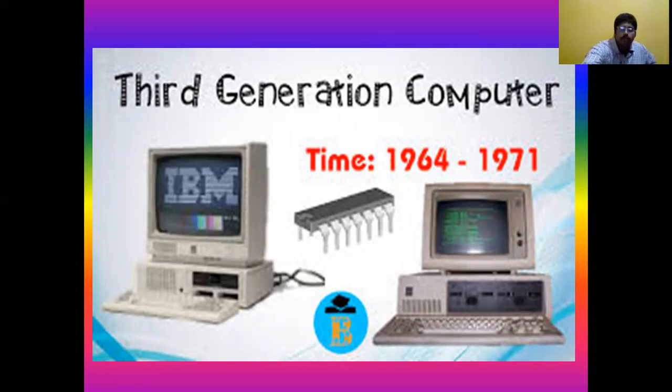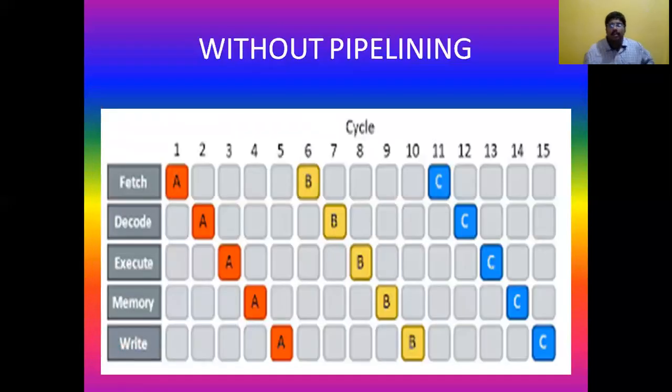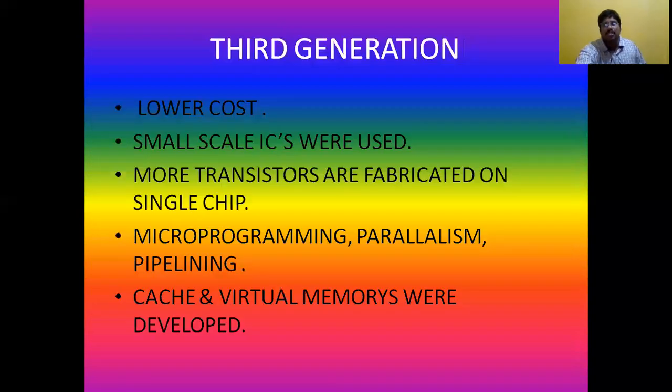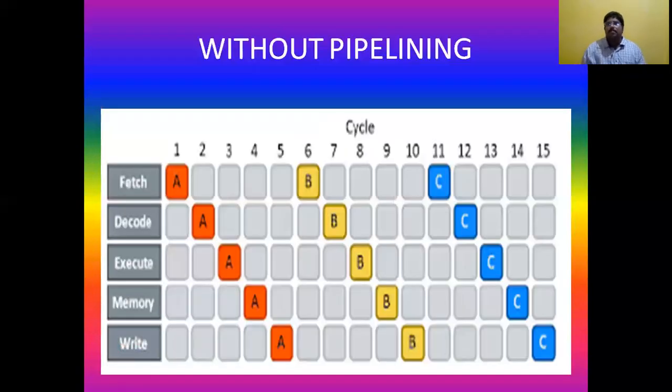Next we will move to the fourth one. As we have discussed, in the third generation we have special features: microprogramming, parallelism, and pipelining. Now we are going to discuss what is meant by pipelining. This is also a very important topic. Before going to pipelining, we need to know what is meant by a program. A program means a group of instructions. I think I will stop here and start from the next slide.